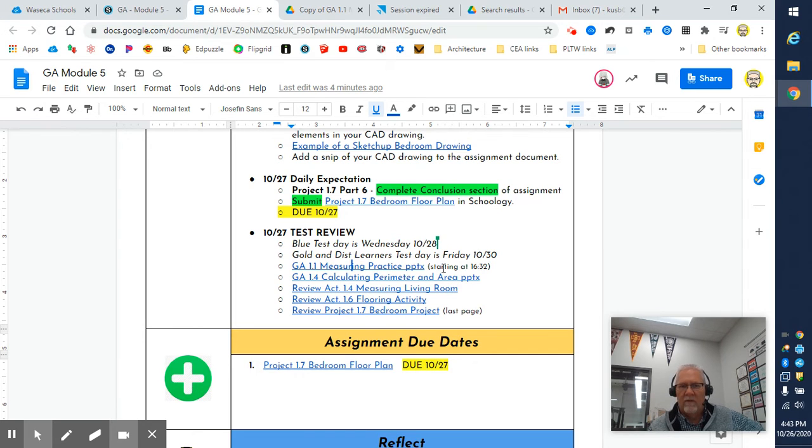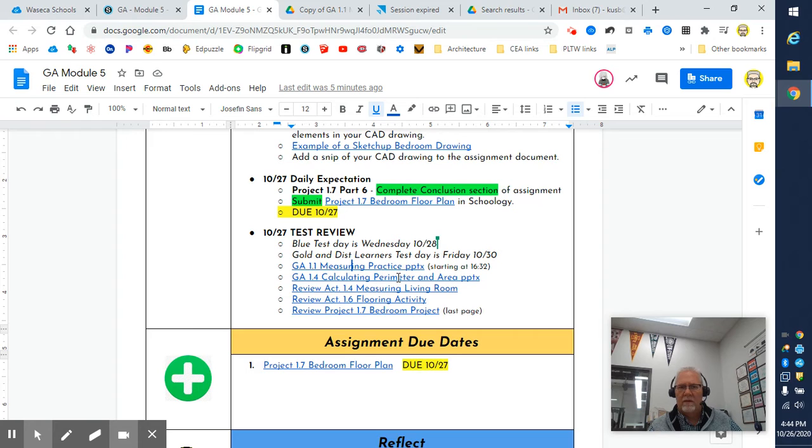So I'll jump back to our module. I would suggest reviewing that if you don't feel confident about converting architectural units to decimal feet. Because remember, if we're going to try and calculate the area of a room, it's really hard to multiply length times width if we have mixed units like feet and inches. So that's why we're going to convert to decimal feet.